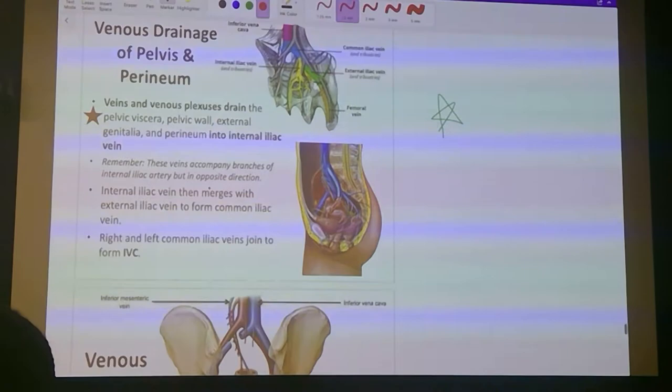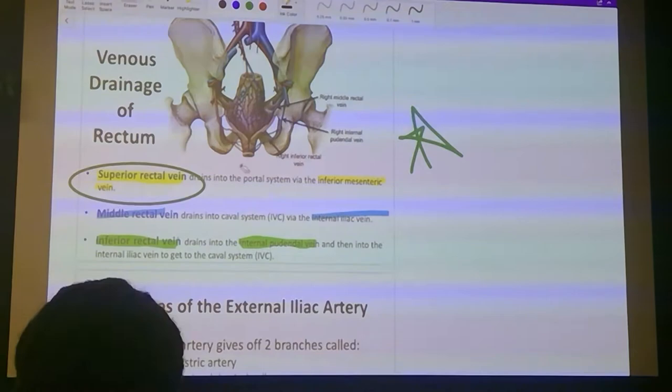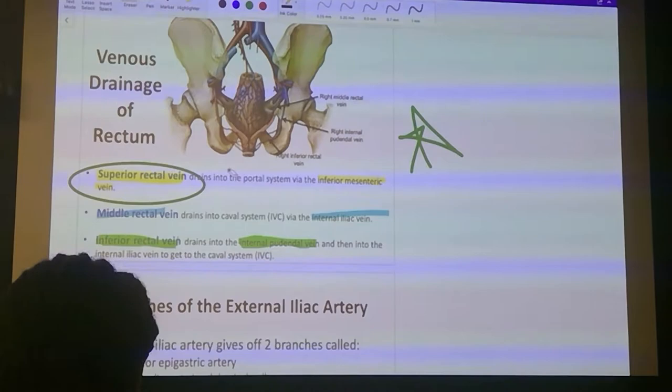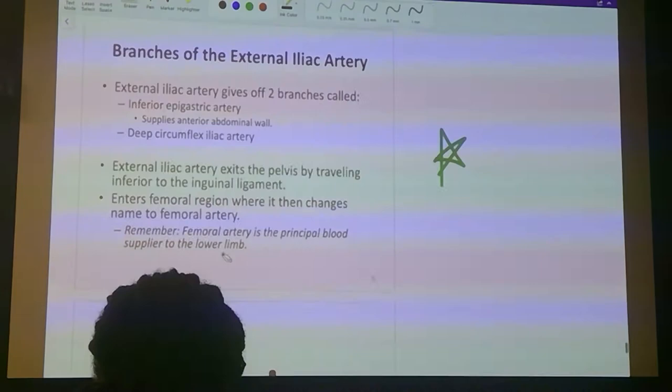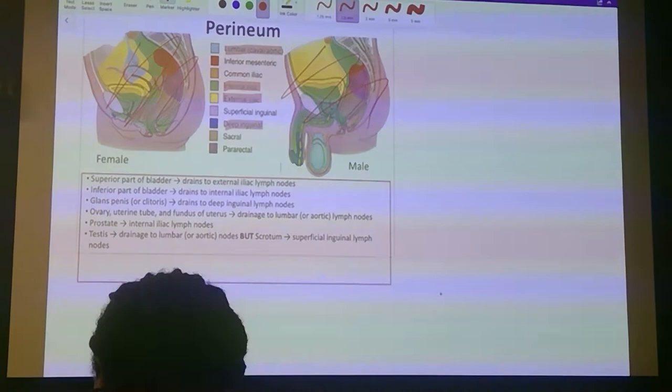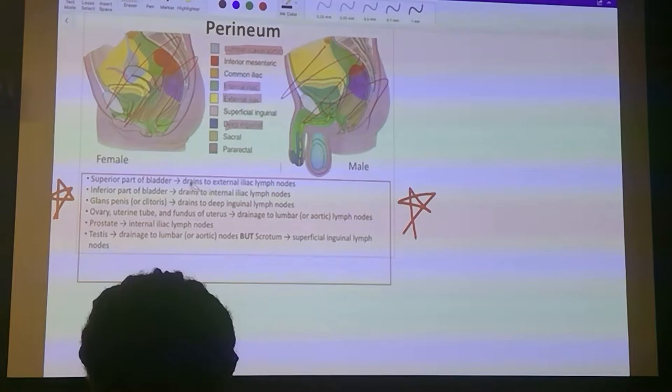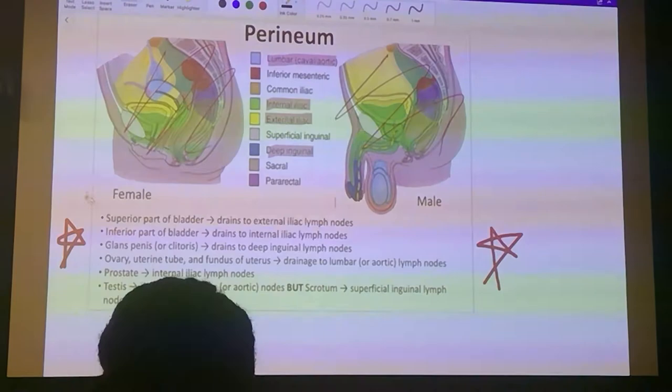The superior rectal vein is the last branch of your portal system. The middle rectal vein, remember, is for painless hemorrhoids. The inferior rectal vein is for painful hemorrhoids. Did you talk about lymphatics? Well, you have to know them, but it's just whatever she wrote down. You're going to learn this in lab lecture, so just take a picture.